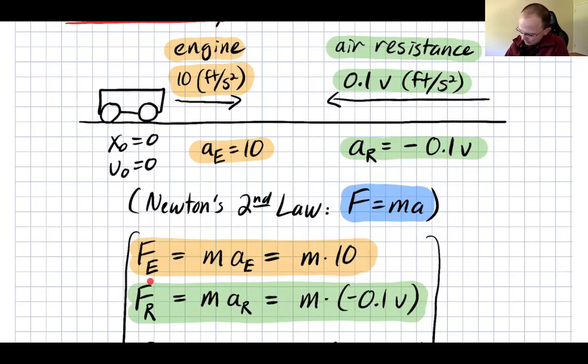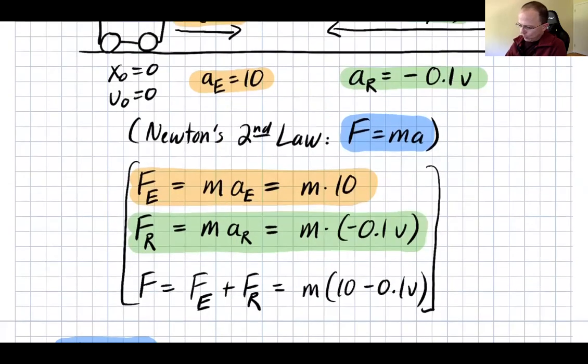The force given to us by the air resistance will be the same m, the mass of the car, times the acceleration provided by the air resistance, which is a negative acceleration. In other words, it's a deceleration. So that'll be m times negative 0.1 times the velocity. The total force is the sum of these two forces, and when we add them together and factor out the m, we get this expression here.